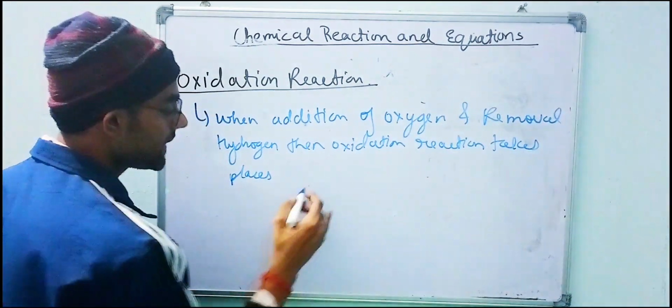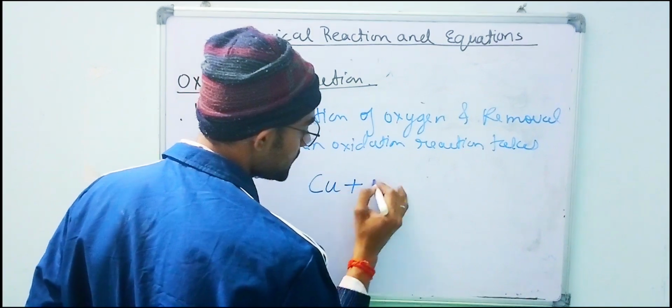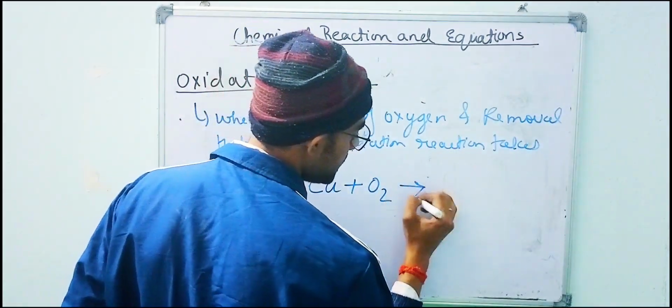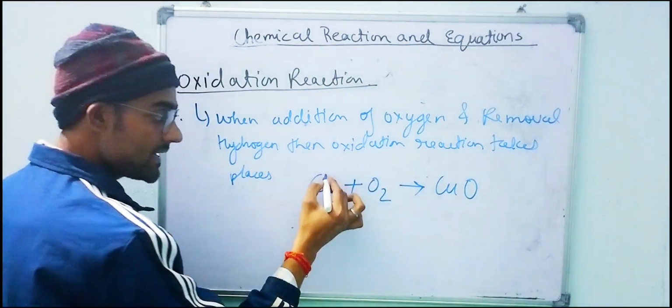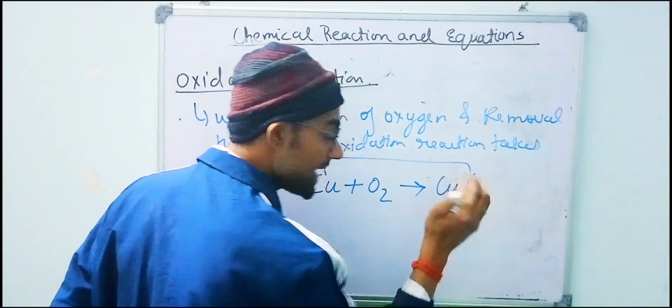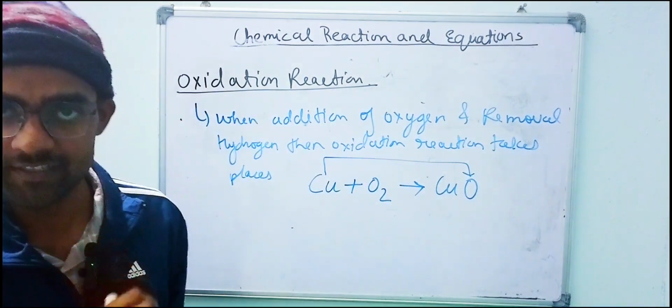For example, suppose copper reacts with oxygen, then it will form copper oxide. Here there is addition of oxygen, so it is known to be an oxidation reaction.